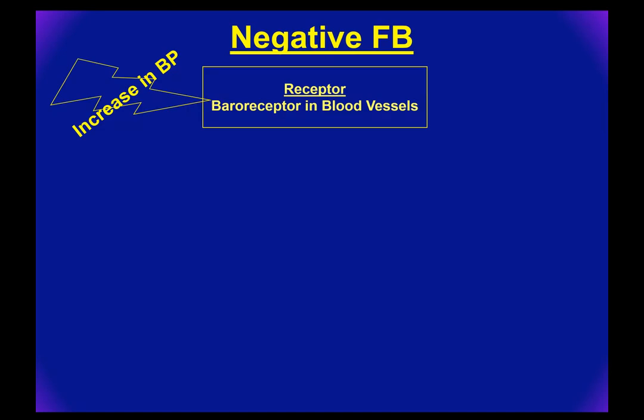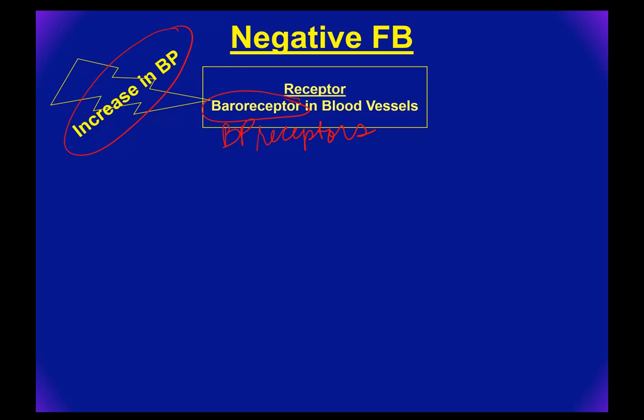So let's go with an example of negative feedback. So in my body, there is an increase in blood pressure. We have things called baroreceptors. Baroreceptors are blood pressure receptors. So they're blood pressure receptors.